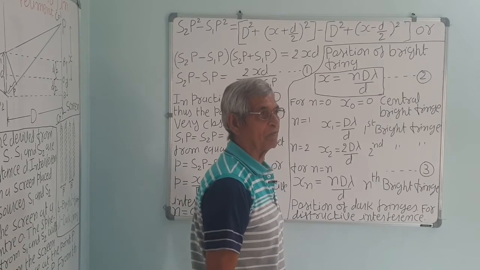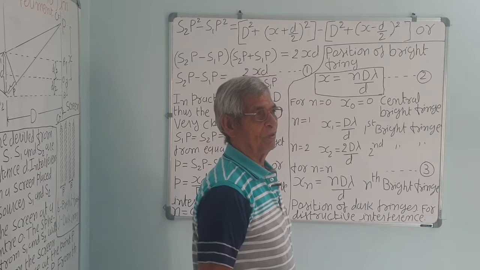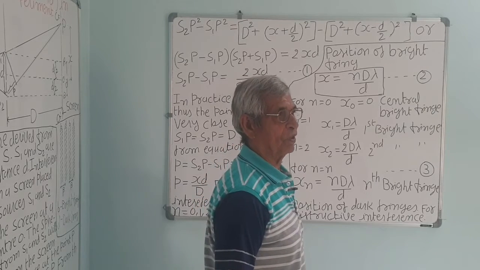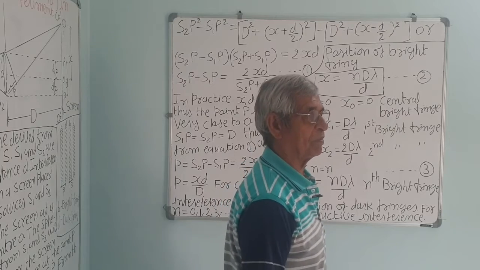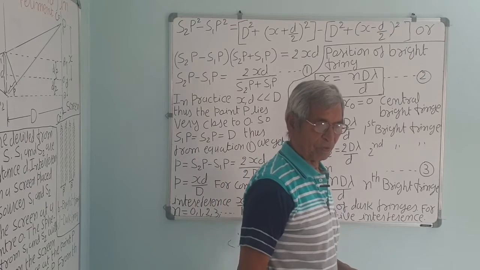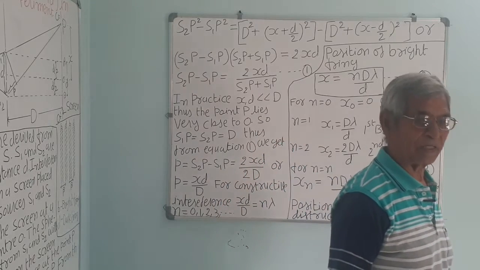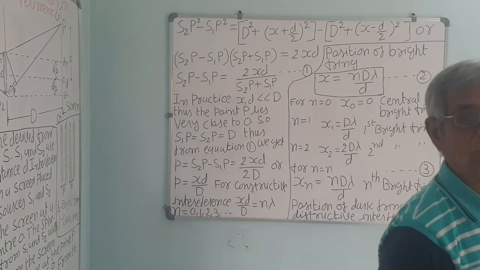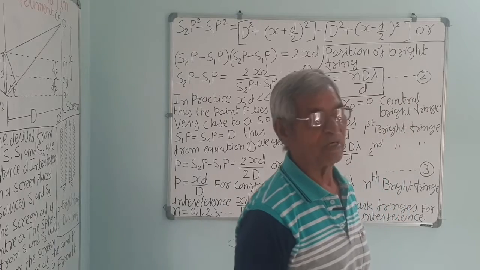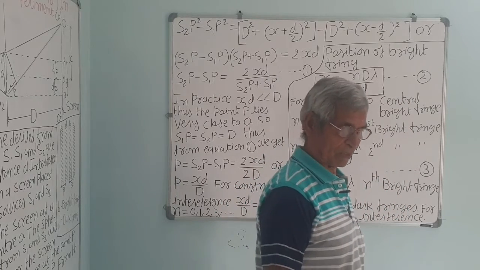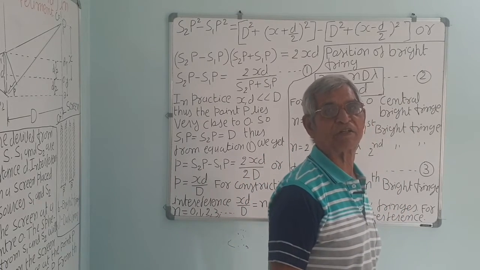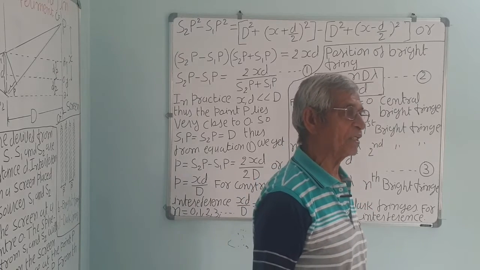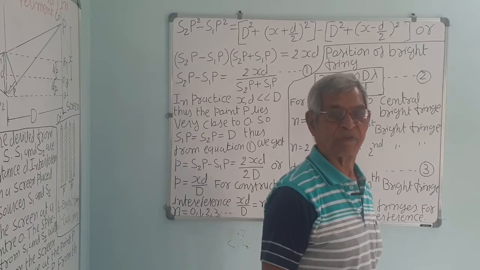If the path difference is an odd multiple, that is (2n minus 1) lambda by 2, or (n plus half) lambda, you can see in some books it is given like that. But it should be lambda by 2, 3 by 2 lambda, 5 by 2 lambda, odd multiples of lambda by 2. Then there will be destructive interference, crest will superpose over trough and there will be zero intensity, so a dark fringe will be observed.